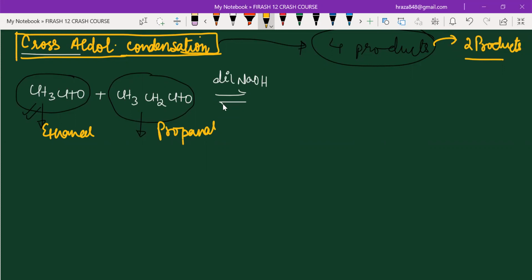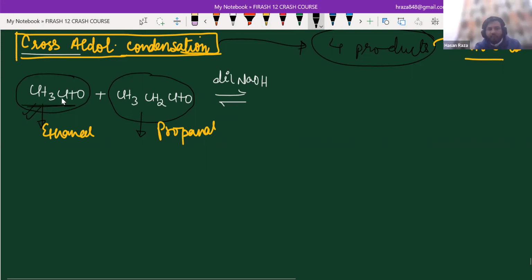Now see, what I want to tell you is that this ethanol will react with itself and give one product, that is normal aldol condensation. It will have 2 moles of ethanol and it will give one product. Again, this propanol will react with itself and give one product. Are you getting my point? So out of these four products, we get two products by normal aldol condensation. Got it?